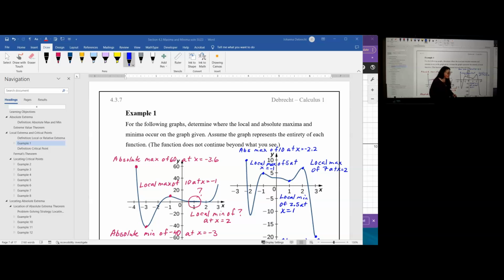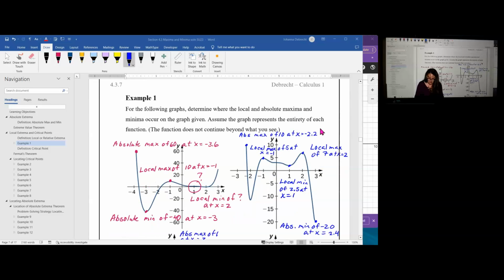Notice that we also have an absolute minimum on the far right at the other end point, which you see here, the absolute minimum of negative 20 at about 2.4. Neither of those absolute extrema will count as relative extrema because they're on the end points of the interval.